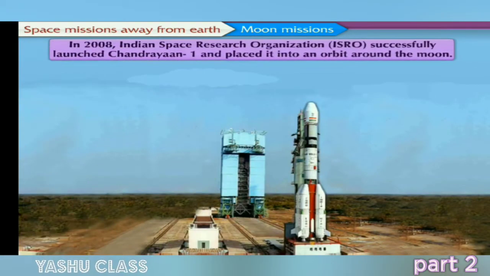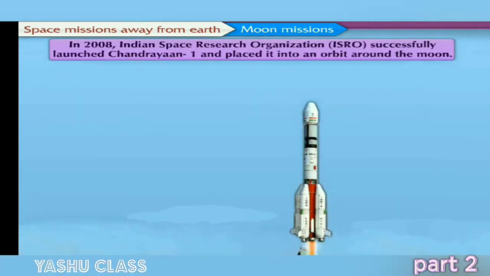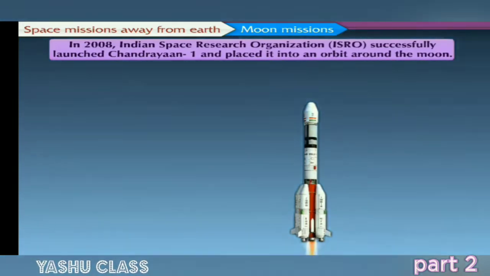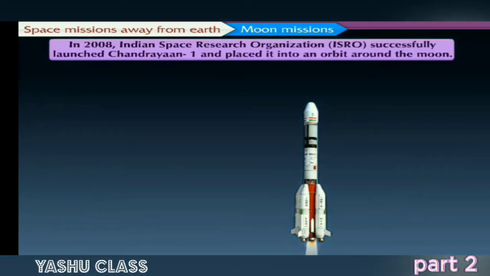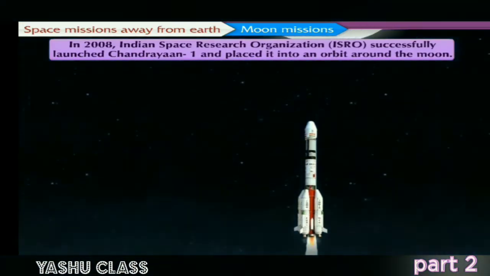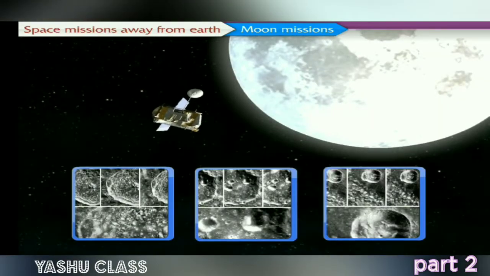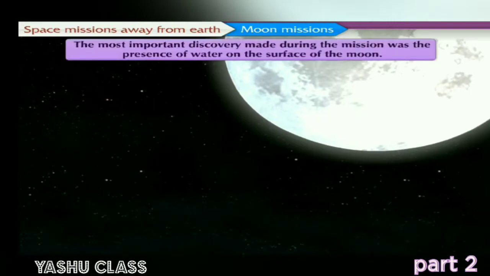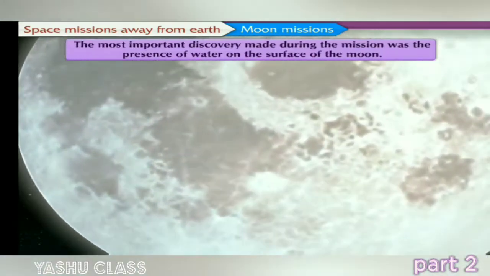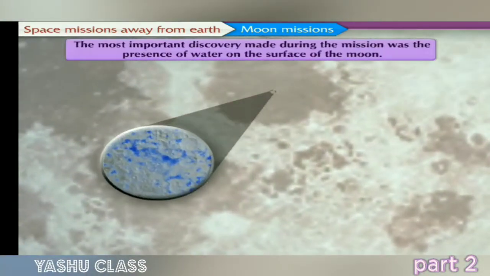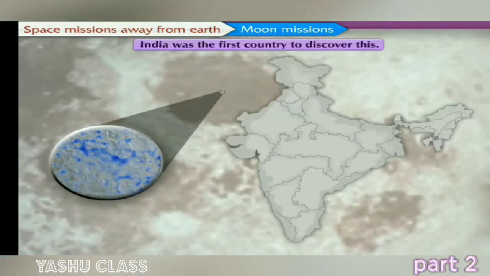In 2008, Indian Space Research Organization, that is ISRO, successfully launched Chandrayaan-1 and placed it into an orbit around the moon. It sent useful information to the Earth for about a year. The most important discovery made during the mission was the presence of water on the surface of the moon. India was the first country to discover this.